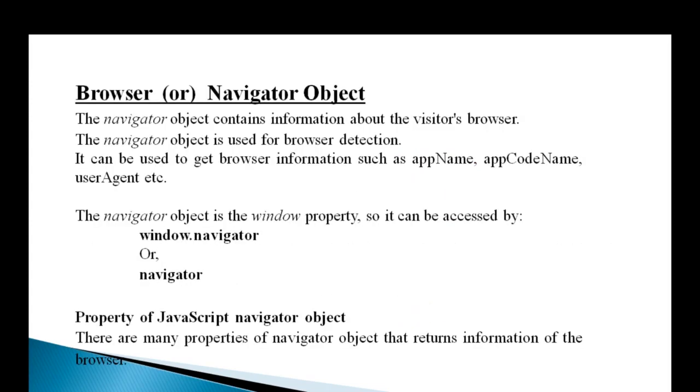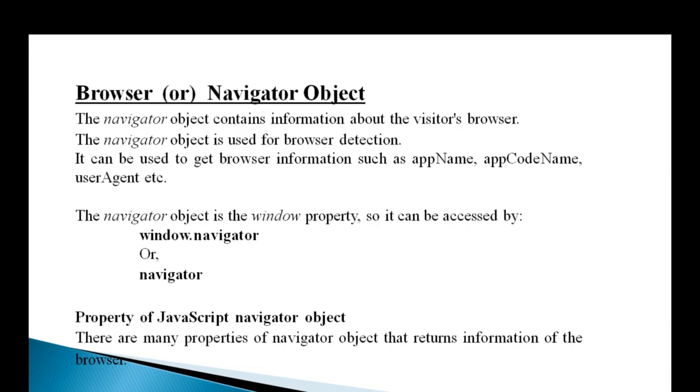Now coming to the browser or navigator object. The navigator object contains information about the visitor's browser. It can be used to get browser information such as app name, app code name, user agent, etc. For accessing this object, we use window.navigator or simply navigator.